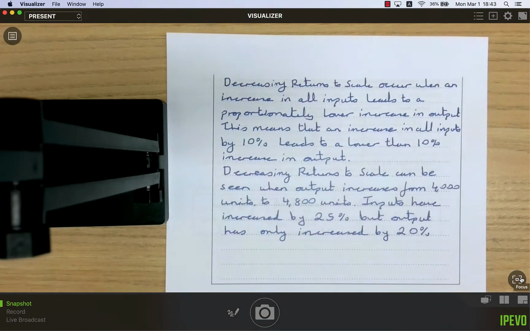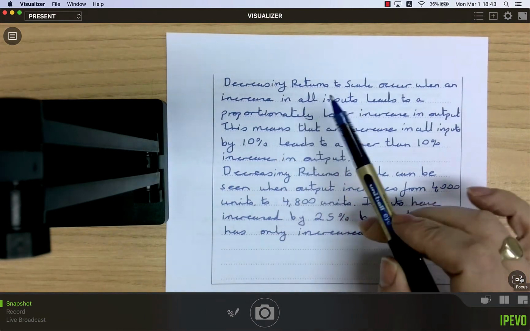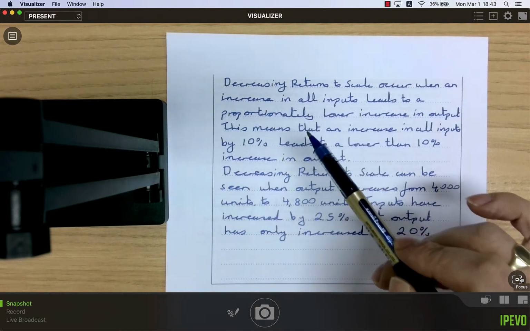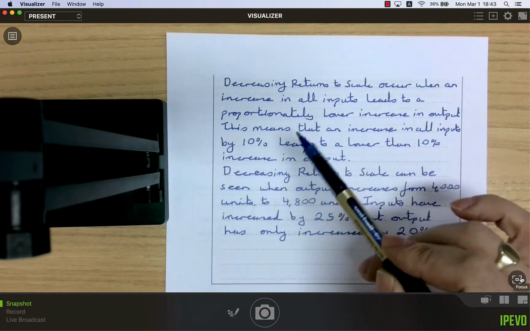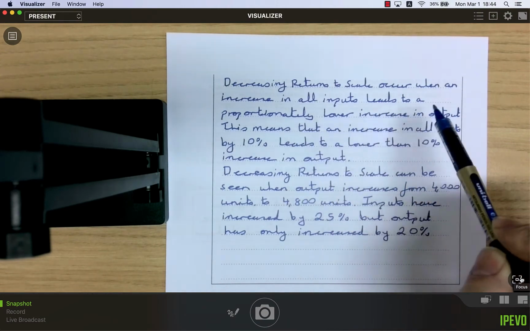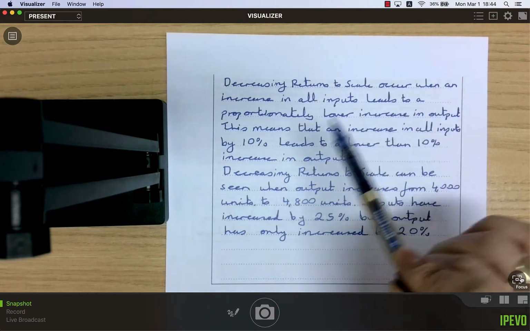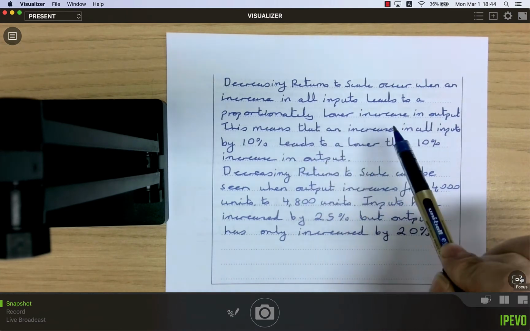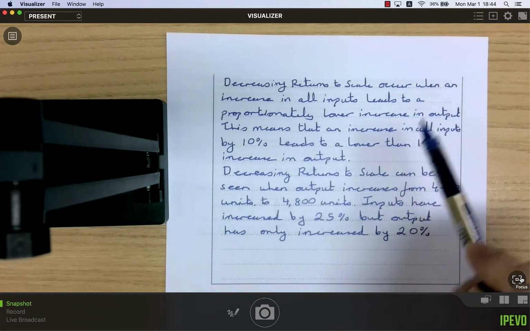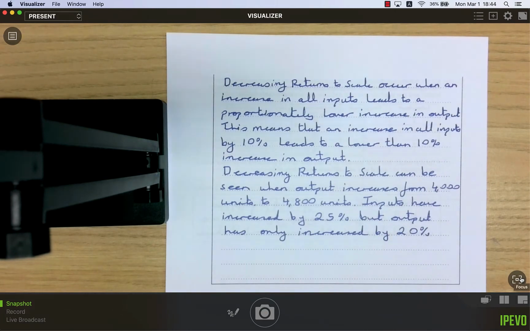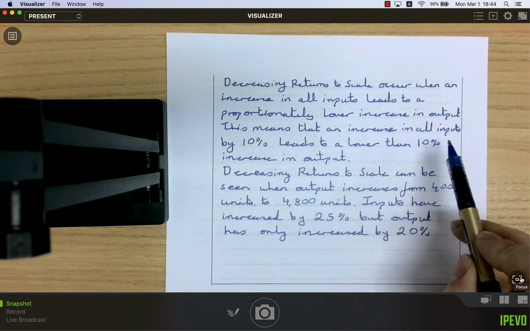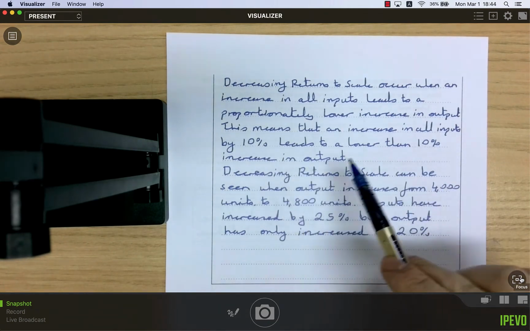Now, I will have to refer to the table again, though. This is the definition which you don't need, and I am only giving this to you to help you understand. Decreasing returns to scale occur when an increase in all inputs leads to a proportionately lower increase in output. Output doesn't have to fall for there to be decreasing returns to scale. It just doesn't increase by as much as the increase in inputs did. This means that an increase in all inputs by 10% leads to a lower than 10% increase in output.